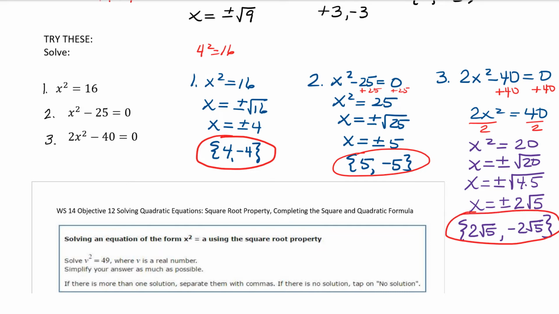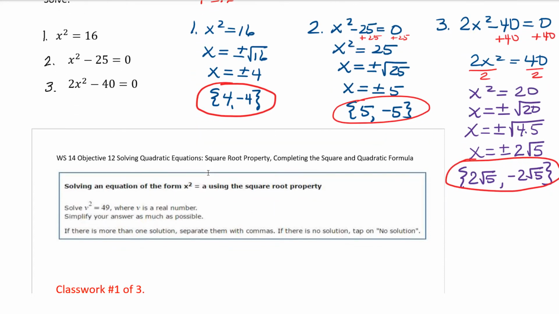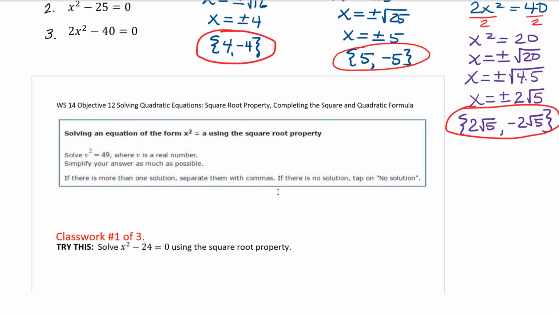Okay, now in my class we're working with ALEKS, and here's an example of a problem in ALEKS. And you'll see the topic is solving an equation of the form x squared equals a using the square root property. And in this case, it says solve v squared equals 49. So it doesn't matter if it's an x or any other variable. The square root property still applies.